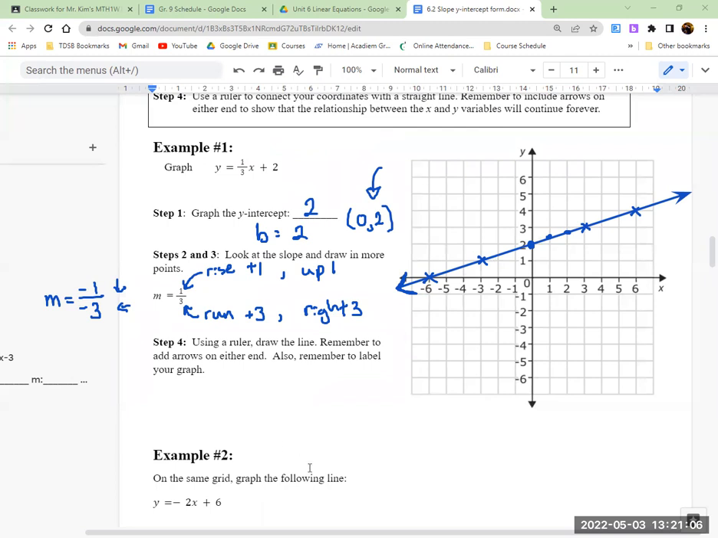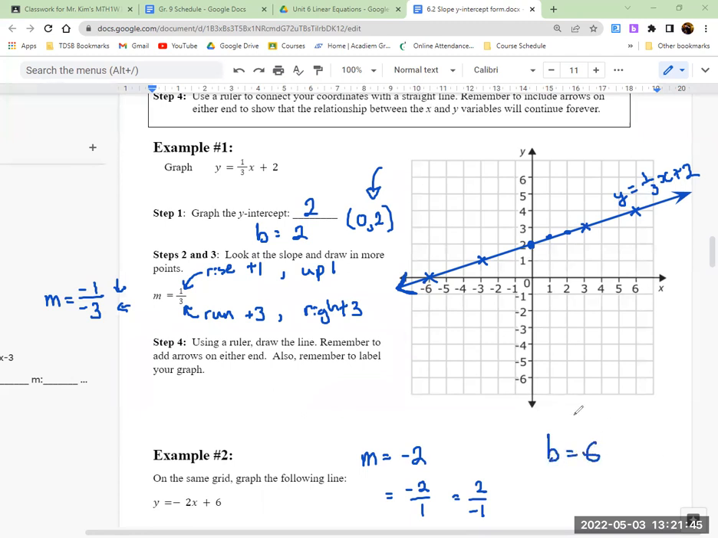Second example. On the same grid, graph the following lines. y equals -2x plus 6. So let me label this as y equals 1/3x plus 2. On the same grid, I know that my slope is going to be -2, or it's actually equal to -2/1. Or I can say it's equal to 2/-1. You'll see why I'm being a little annoying like this. My b value is a 6.